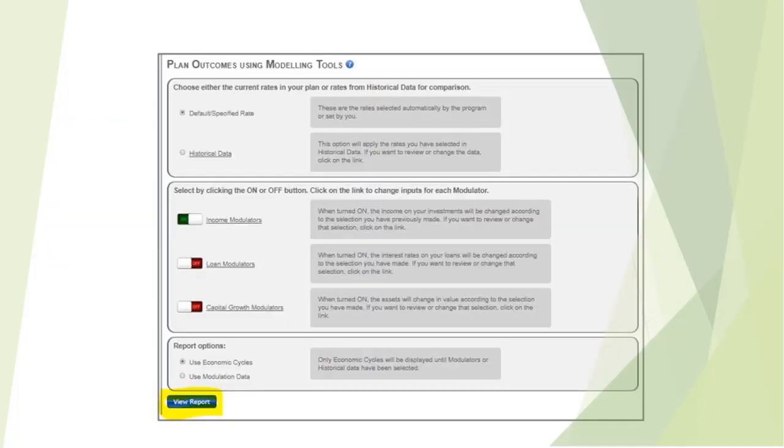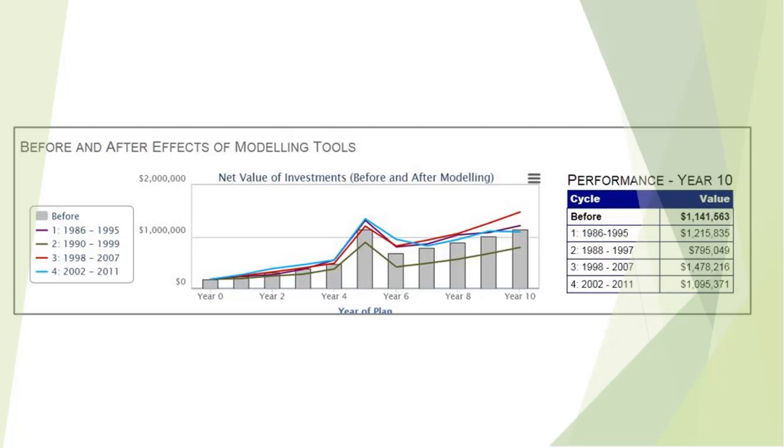On the plan outcomes using modelling tools, there are a number of options you can select for your report. The use economic cycles is always listed, and then either the use modulator data or historical data will be displayed only if one of the sections has been activated. In this view, the use modulation data has been selected. The default option report is the application of all 4 economic cycles on the one plan in the report.